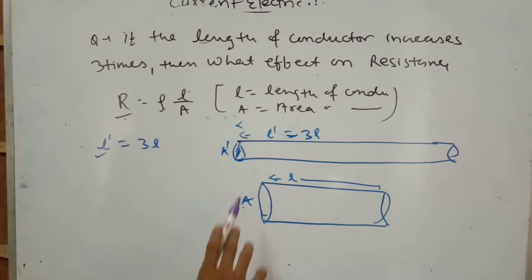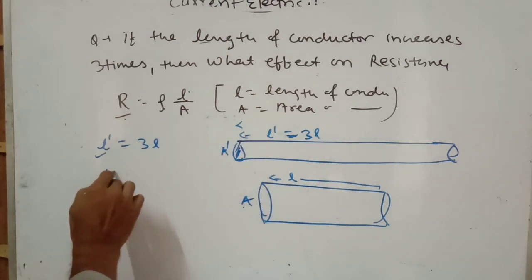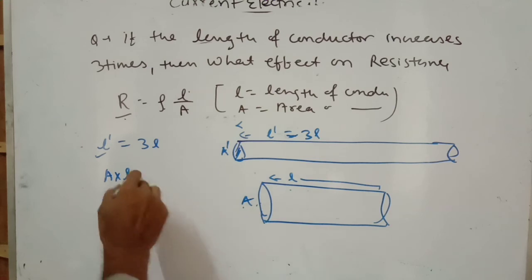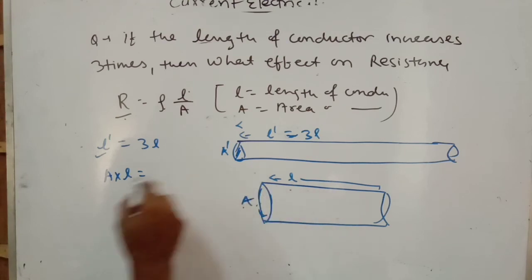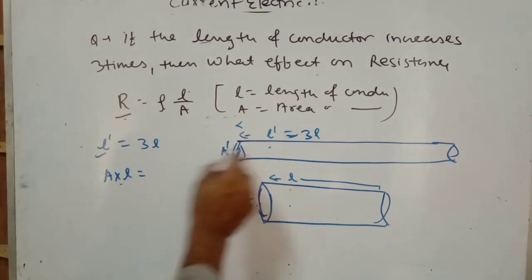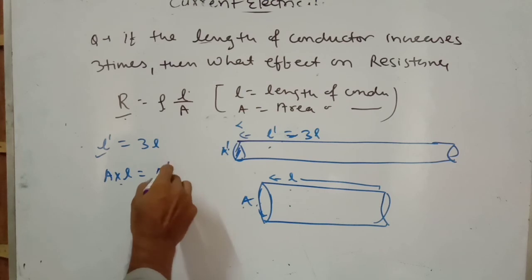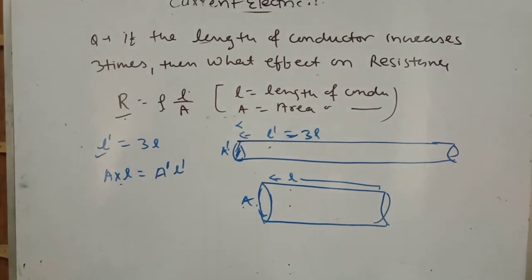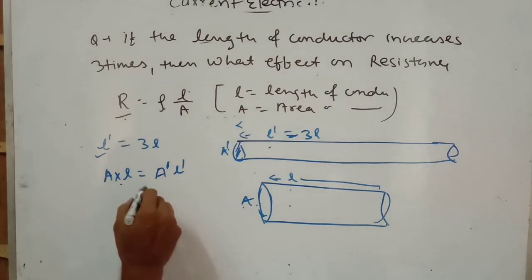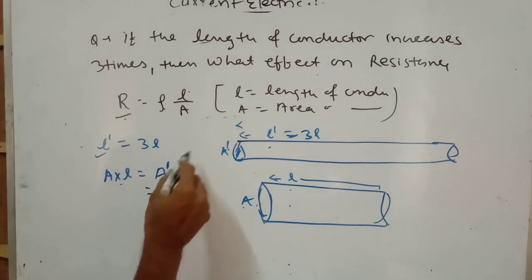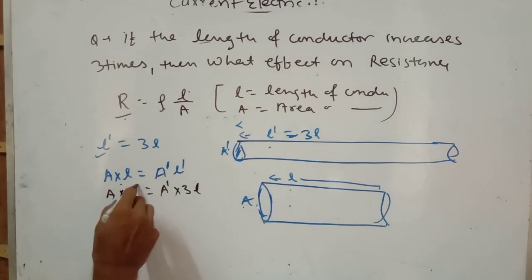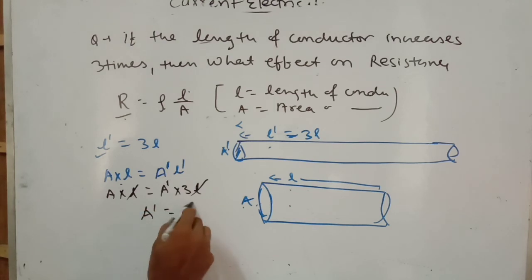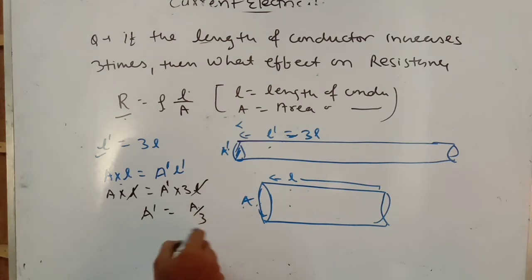Obviously we know that volume is constant. So in this case we can write A into L as the volume of the initial one, because volume equals base area into length of the conductor. In the second case, the volume of the conductor is A dash L dash. A dash we don't know, but L dash becomes 3L, thrice the initial length. So A into L equals A dash into 3L. Now L cancels, and A dash becomes A by 3. So the area is reduced by 3 times.